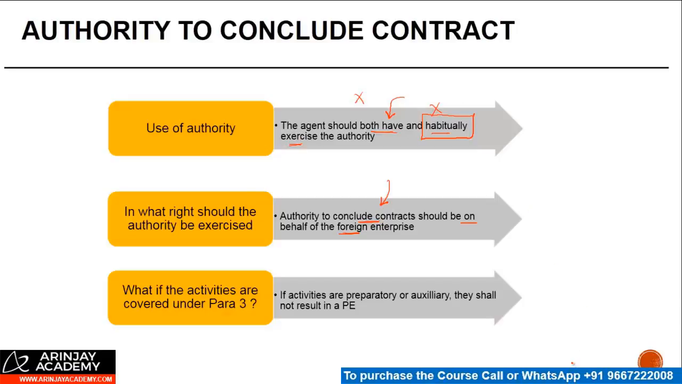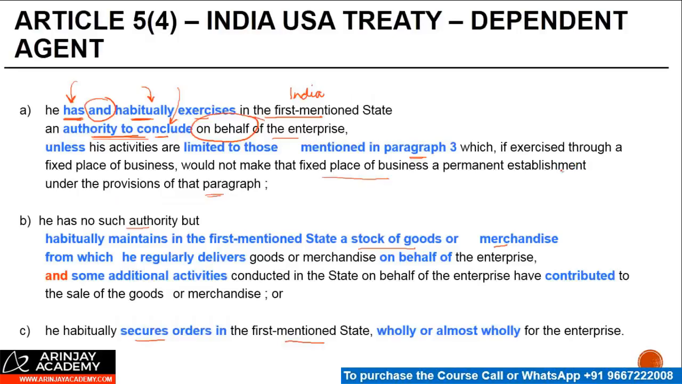I mean, not to say that it has to be every day, but maybe during every interval, it should be done in line with the nature of the business of the foreign enterprise. He has no such authority, but habitually maintains in the first mentioned state. There's no authority to conclude contract, but he maintains in India a stock of goods or merchandise from which he regularly delivers. It's not an occasional delivery. If it's an occasional delivery, it would be covered under preparatory or auxiliary activities.